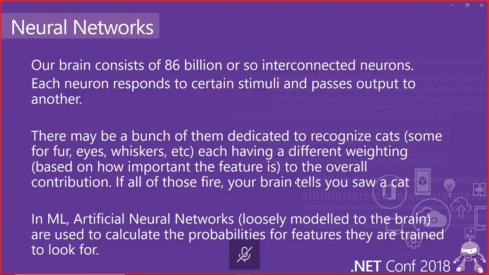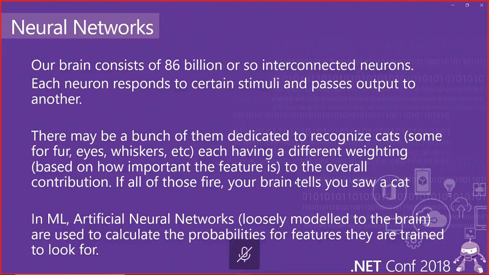So now let's talk about neural networks. Our brain consists of something like 86 billion interconnected neurons. Each neuron responds to a certain stimulus and passes output to another. There may be a number of them dedicated to recognizing a cat, some for any attributes we want, each having a different weight. The weight is how important the feature is to the overall understanding of animals, for example. When all these neurons fire, your brain tells you you saw a cat.